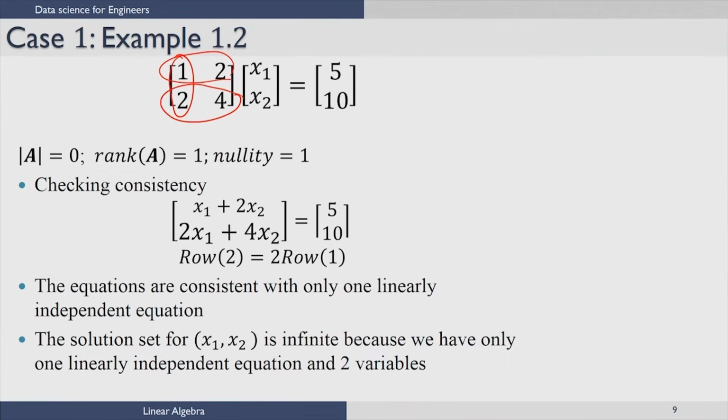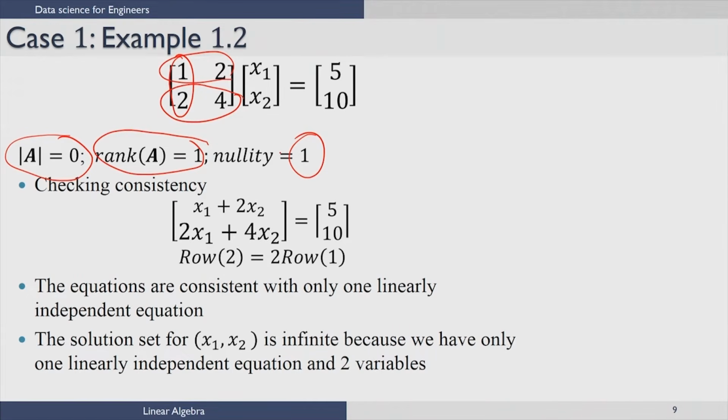Now, another way to check this linear dependence is to calculate the determinant of this matrix, and when we calculate the determinant of this matrix, you will get 1 times 4 minus 2 times 2, which is 4 minus 4, which is 0. So, the determinant also says there is linear dependence here, and from the previous lecture we know that when the rank is 1 and the number of columns is 2, the nullity is 1. So, there is one vector in the null space.